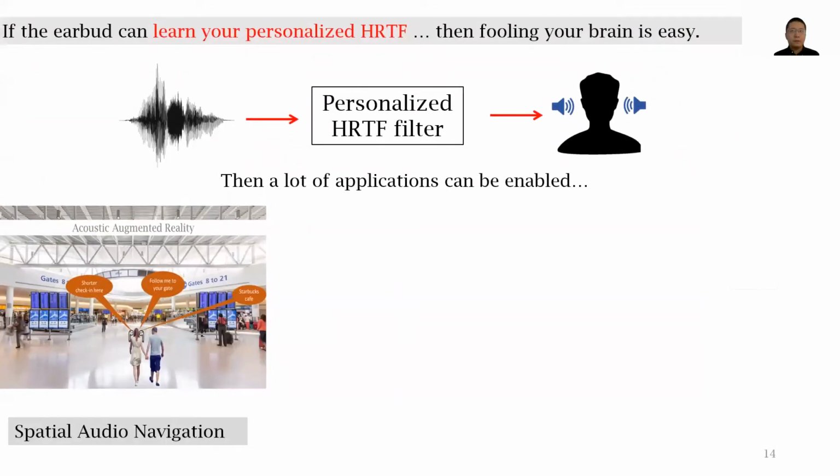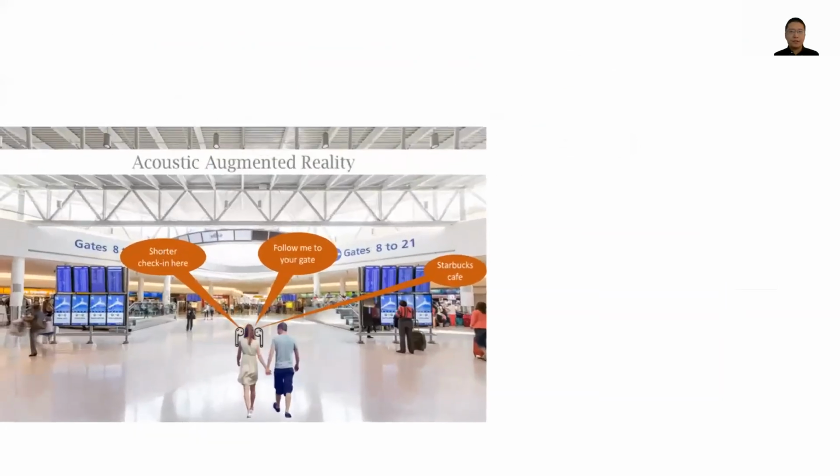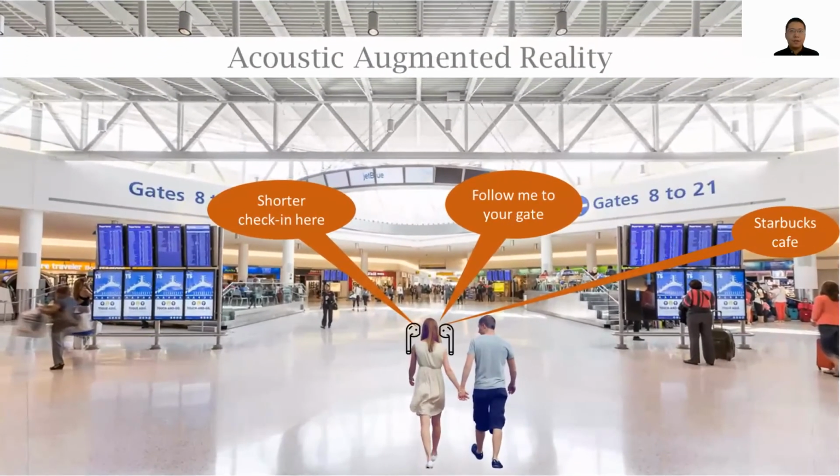For example, spatial audio-based navigation. Let's imagine an acoustic augmented reality scenario where the user is at the airport and trying to find her gate. We can play a "follow me to your gate" sound from the earphone using virtual spatial audio. And then the user can basically follow the sound and reach the destination.